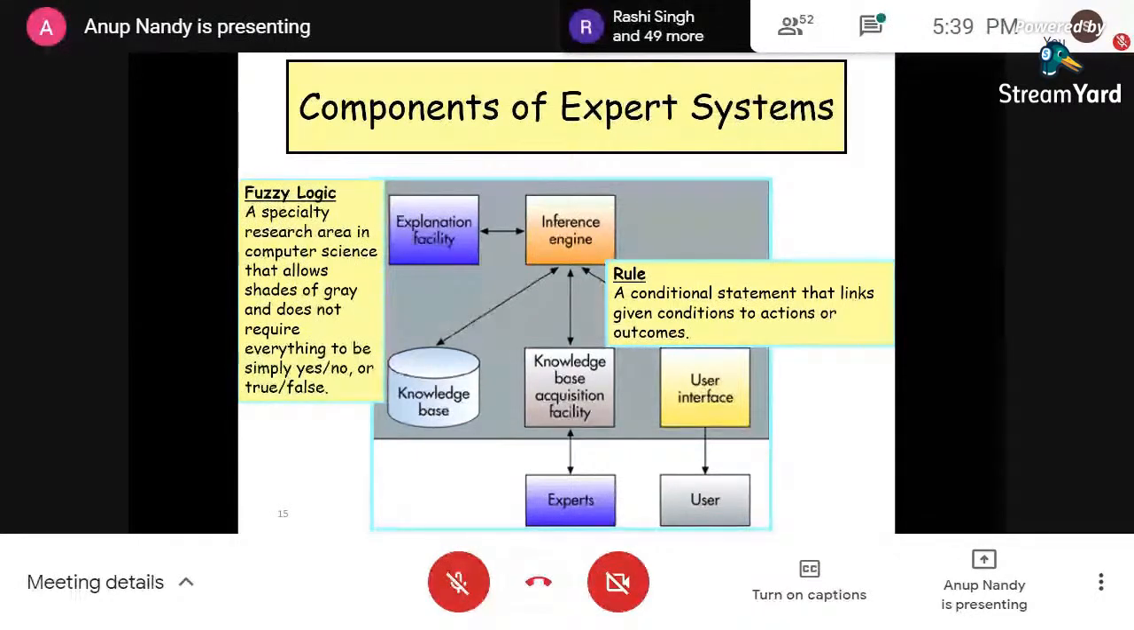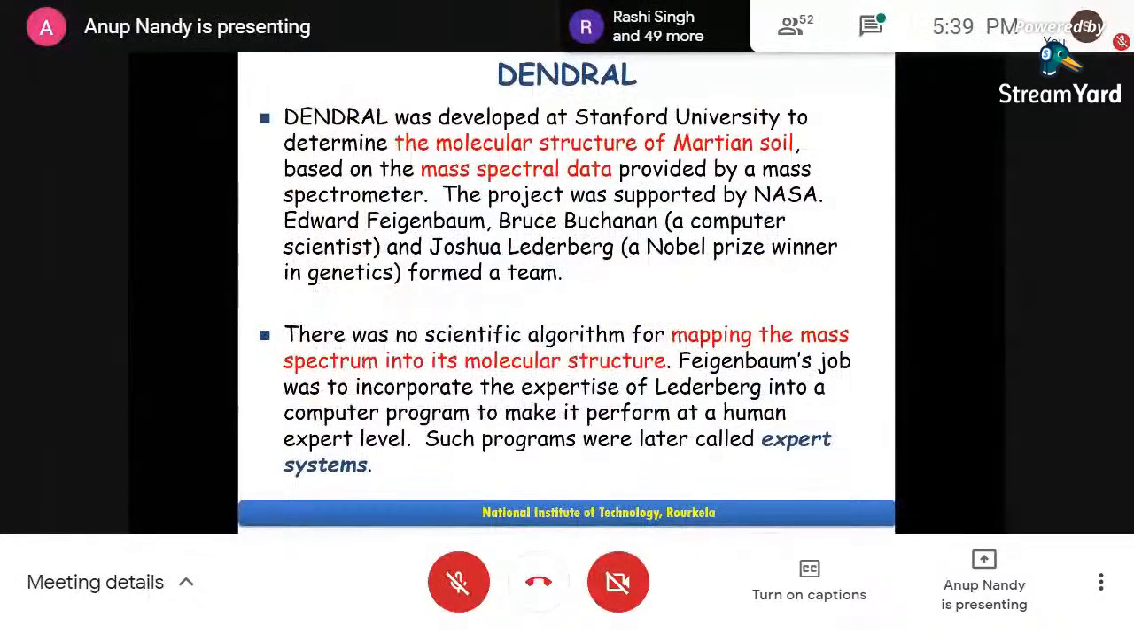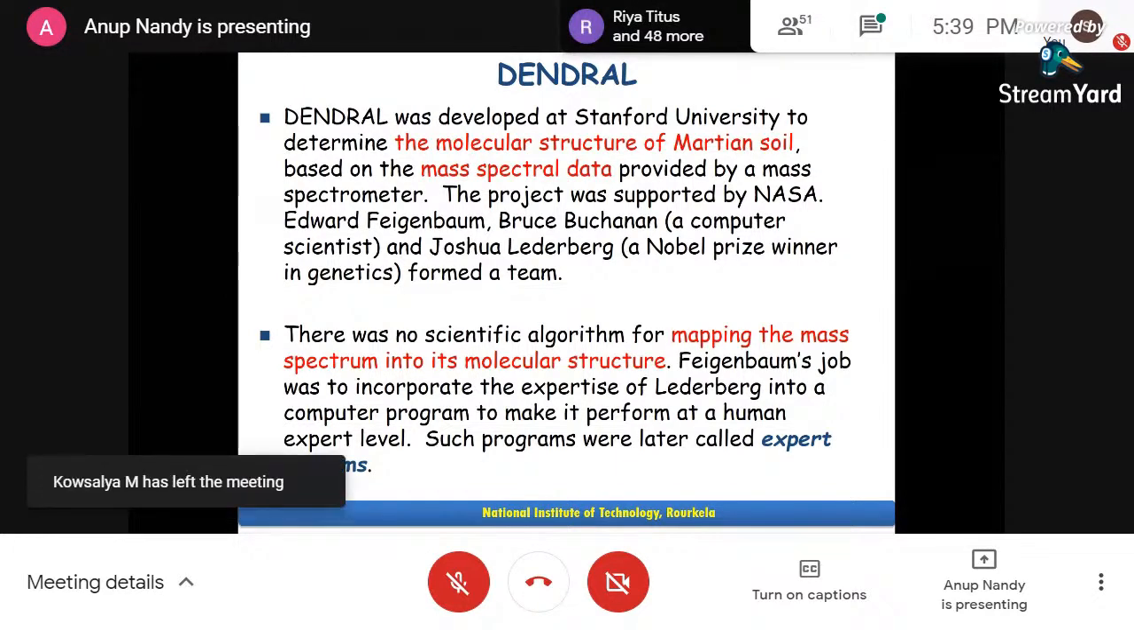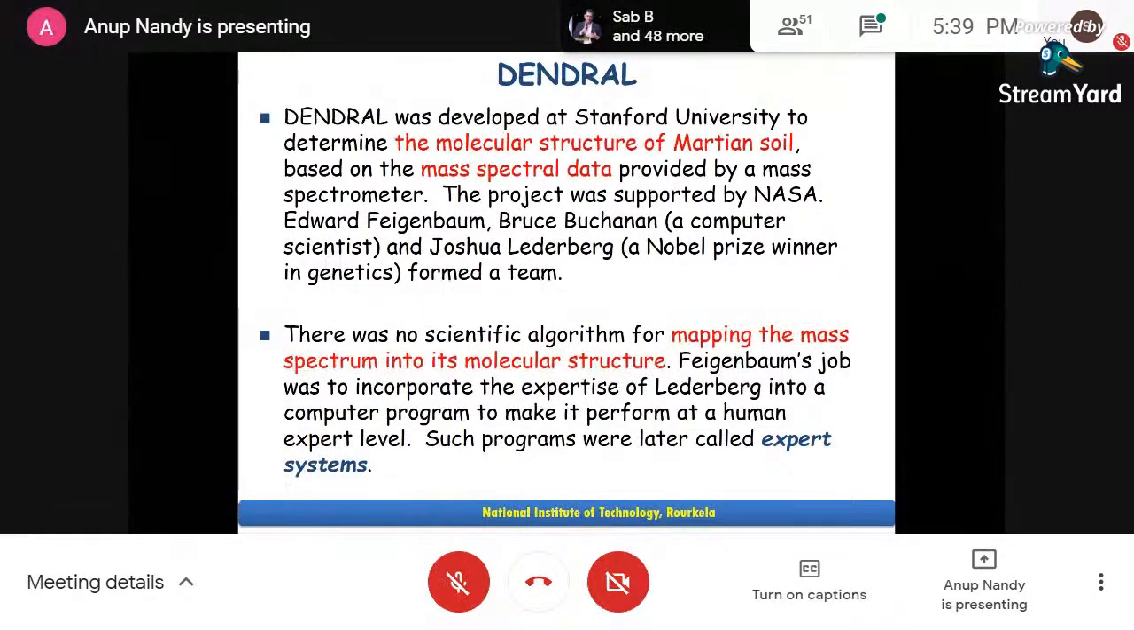Suppose in the early days, people were using two important expert systems. One is called Dendral. It is also an AI based expert system. At that time, there was no scientific algorithm available. The Dendral expert system was developed, I think, in the 1970s by Stanford University.